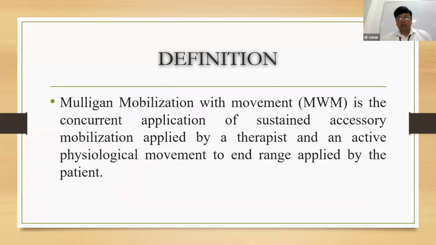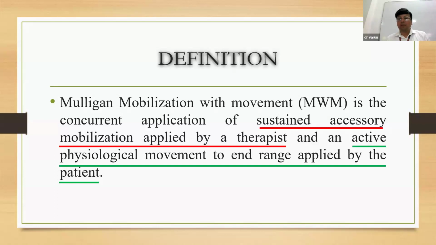Again, we will see the definition first of all. If we look at Mulligan mobilization, we have two concepts. The first one: when the therapist applies some technique to the patient's body, that comes under the sustained accessory mobilization applied by the therapist. That means we apply this mobilization on the patient's body. On the other side, if we teach the patient how to apply the mobilization on his or her own body, that comes under the active physiological movements to the end range applied by the patient. So these two concepts we have to carry on.